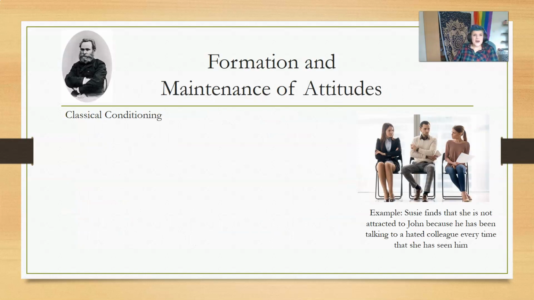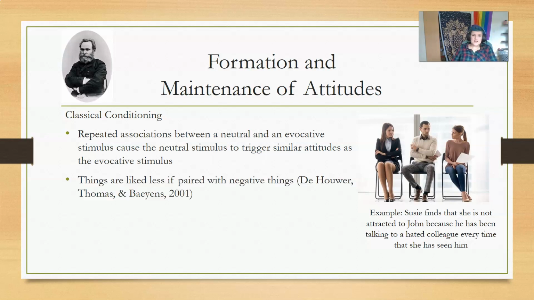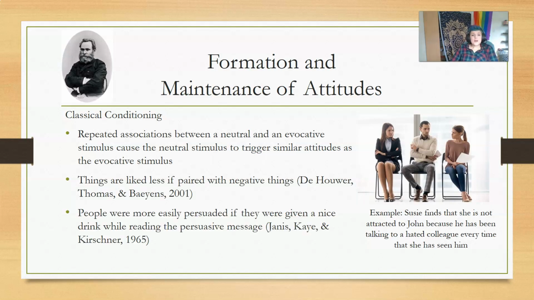The second way that you might form and maintain an attitude is classical conditioning. So repeated associations between a neutral and an evocative stimulus cause the neutral stimulus to trigger similar attitudes as the evocative stimulus. So basically, things are liked less if they're paired with negative things. Research found that people were more easily persuaded if they were given a nice drink whilst reading a persuasive message. And again, I invite you guys to think about times that this might have happened to you.